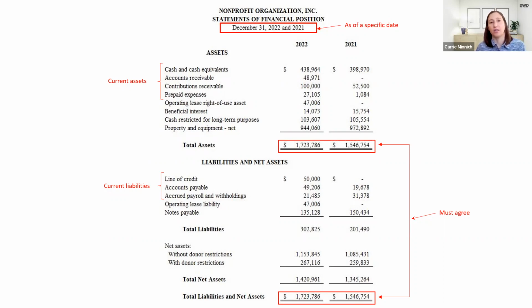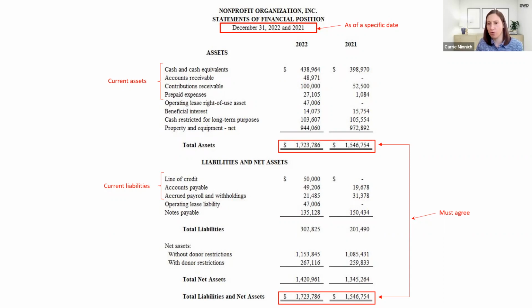Also, we need to look at our cash balance. So obviously, we hope that that number is positive. If it's negative, that's not good. That means we've spent more cash than we have on hand. But do we have a healthy cash balance? How much cash do we have in reserves? Best practices say that you should have enough cash to cover 3 to 6 months of expenses. Not all organizations have that.